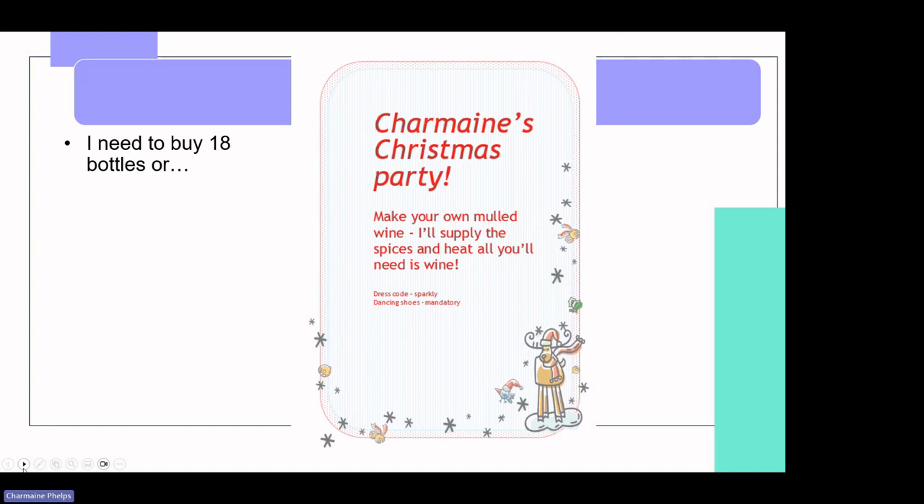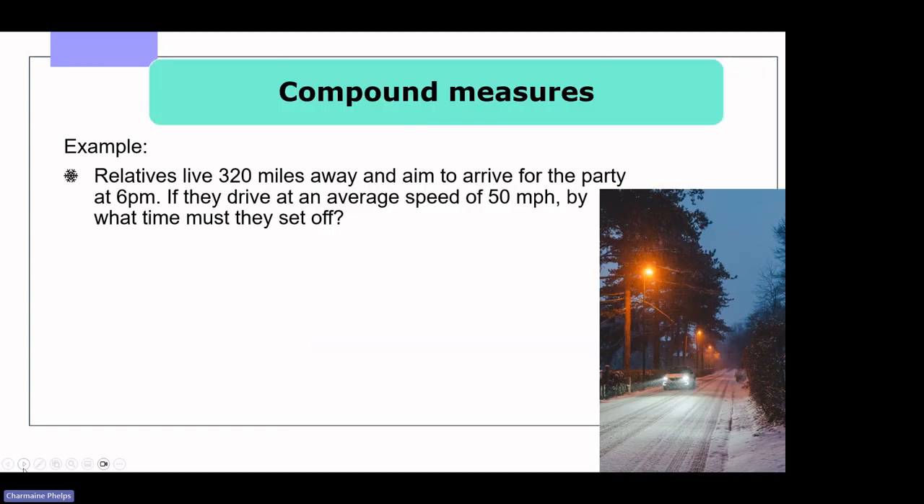Nice gift there, thank you. Okay, right, we're going to look at compound measures. In this example, relatives live 320 miles away and aim to arrive for the party, my party, at 6 p.m. If they drive at an average speed of 50 miles per hour, what time must they set off?